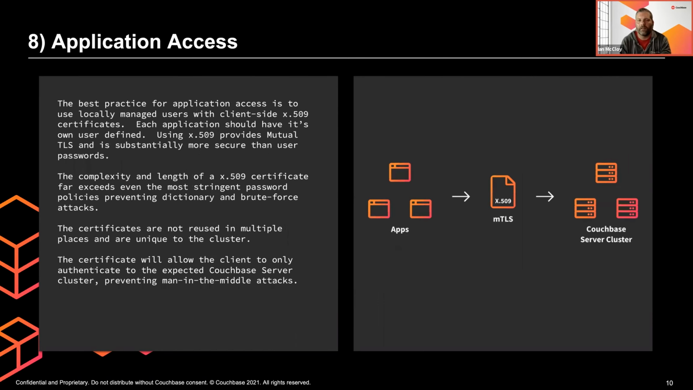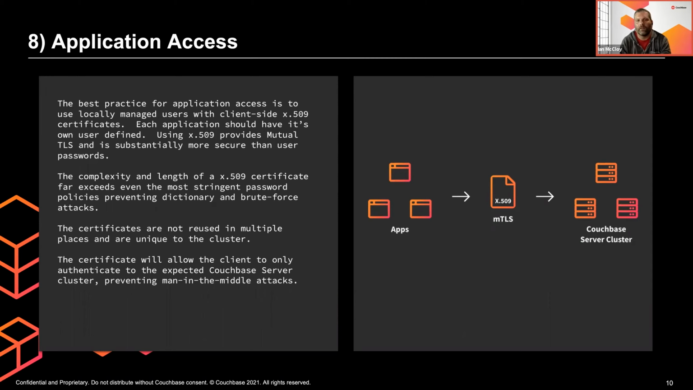And then application access. Application access is machine-to-machine connections, basically. The best practice here is to use our feature, which is X.509 certificates for authentication. This lets you do something called mutual TLS. This means that the application knows who the server cluster is and trusts it, and the cluster also knows who the application is and trusts it. So there's a bidirectional certification and trust of the connection.